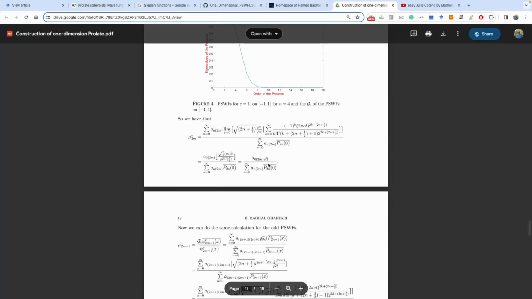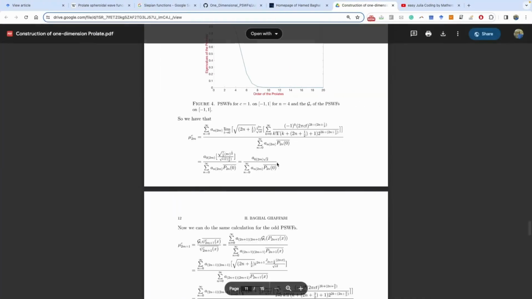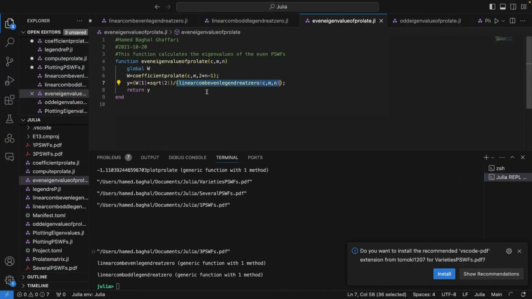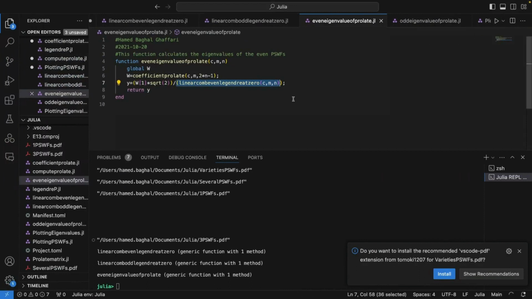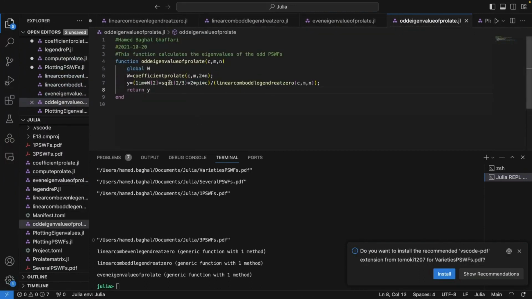I just apply this fraction here, all right, this fraction here, and divide it by this denominator, which is given here, and I need to compile this one as well. The odd part is also here.